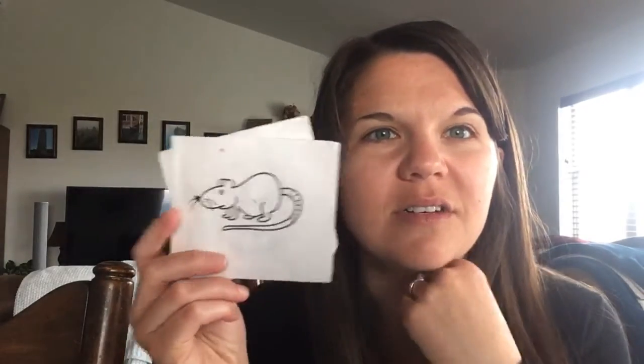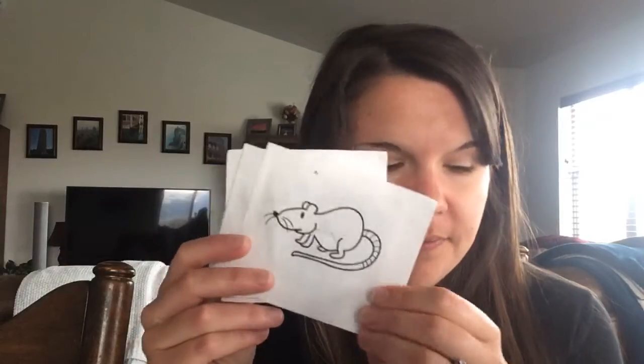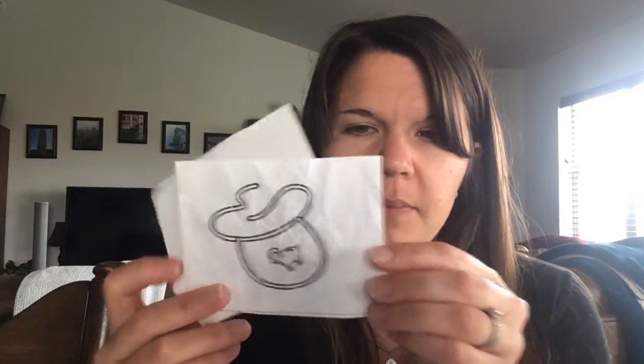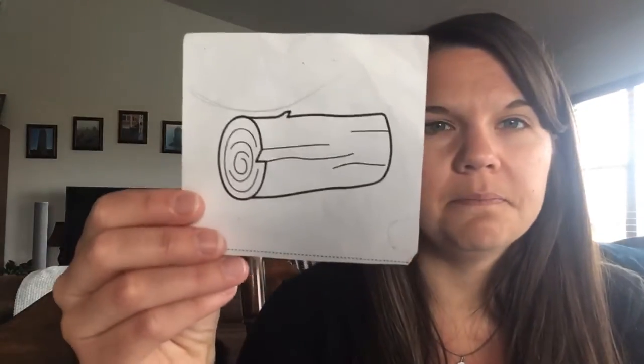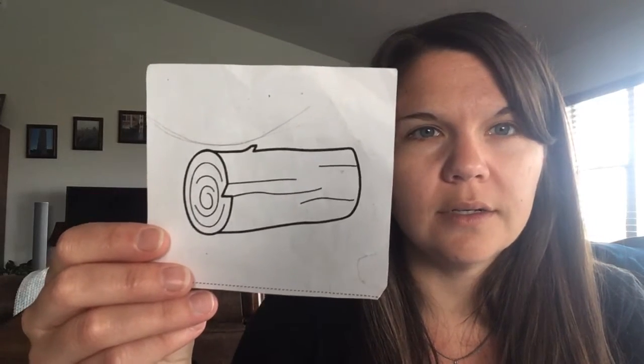Rat. This is a, at. Rat. Okay? Bib. Make sure it says bib and not did. Make sure your B's are going this direction. Ib. Okay? Like a baby bib. You can decorate it any way you want. And then log.